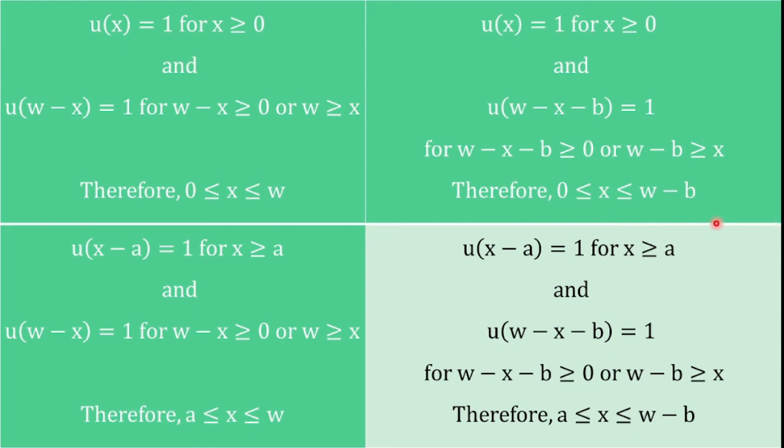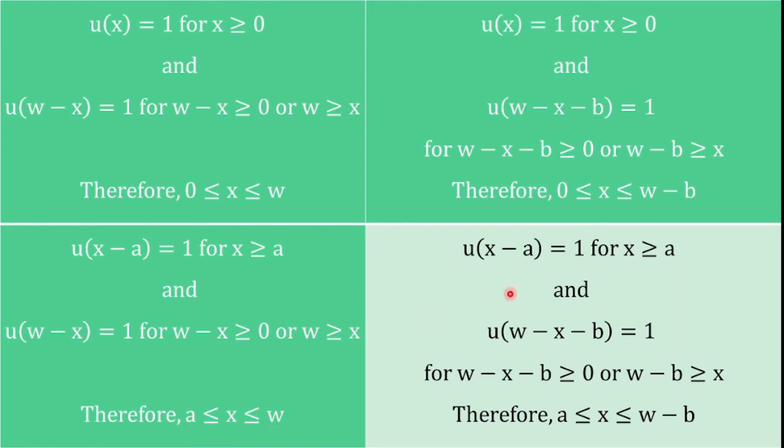And in the third integral term, the first unit step function is u of x minus a. u of x minus a is 1 for x greater than or equal to a, and the second unit step function in the third integral is u of w minus x. u of w minus x is 1 for w minus x greater than or equal to 0, that is, for w greater than or equal to x. So x is greater than or equal to a and x is less than or equal to w, therefore the range of x in the third integral term is a to w.